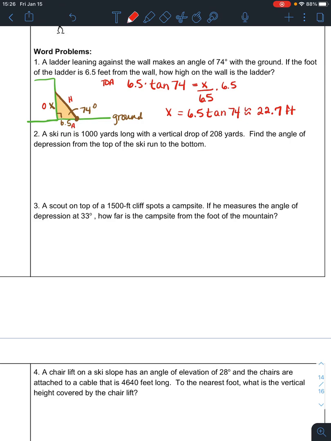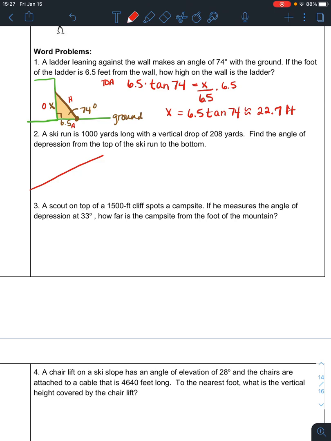Okay, notice that we don't even need to know the length of the ladder, because now we know how to deal with these angles, we only need one side to be able to find the rest. We're accustomed to using the ladder problem with the Pythagorean theorem where we know two sides, and we don't have to do that.